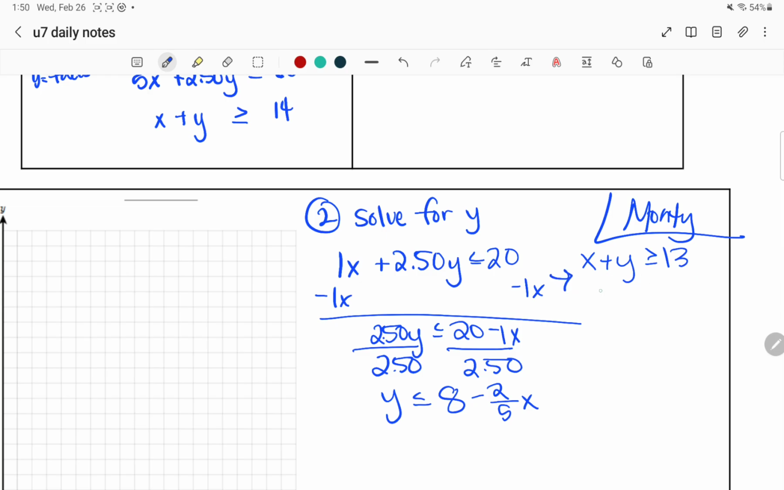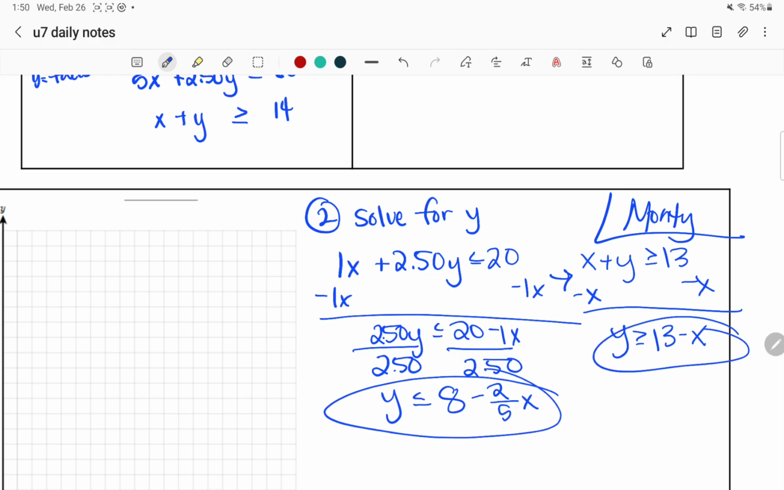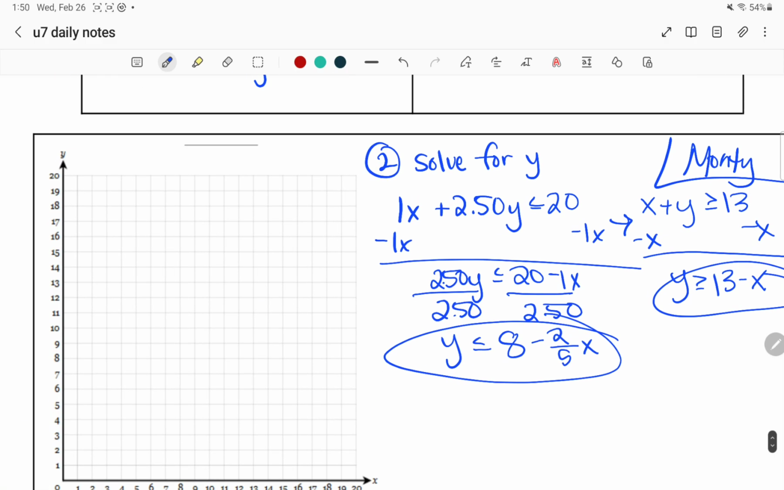Solving for y over here, I'm going to subtract x, and that is all I have to do because y is now by itself. So these are solved for y. Now they're in slope-intercept form, so I can graph them.